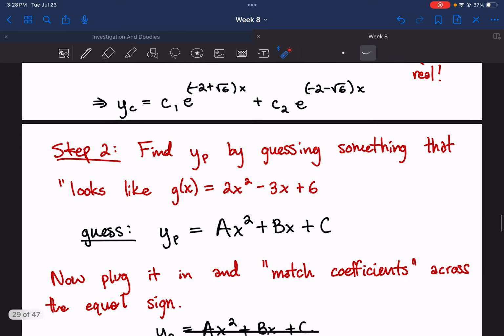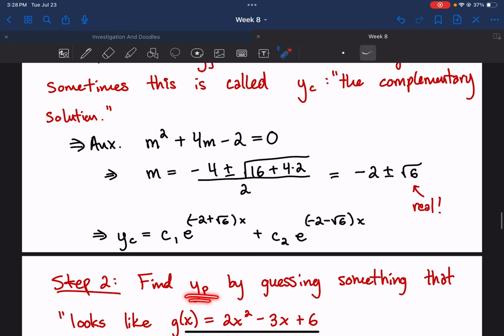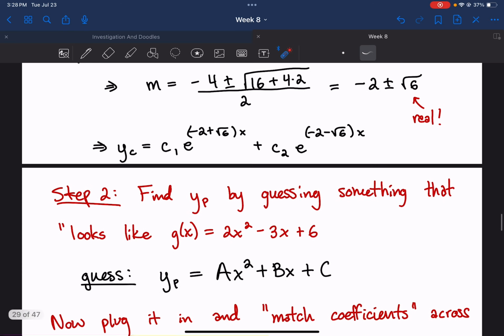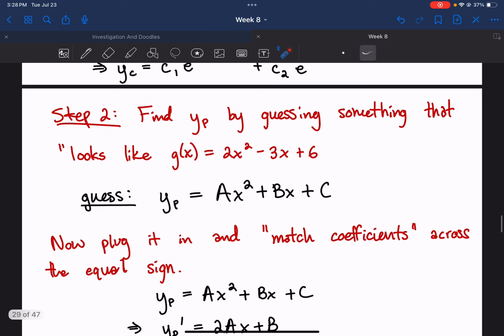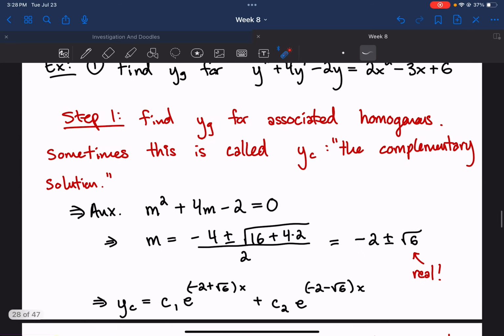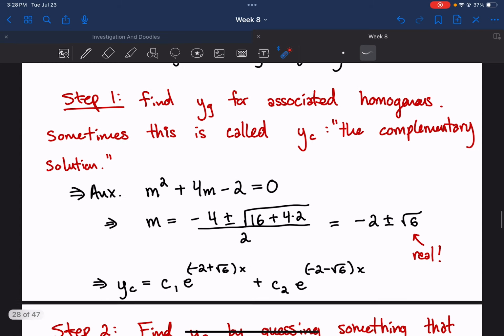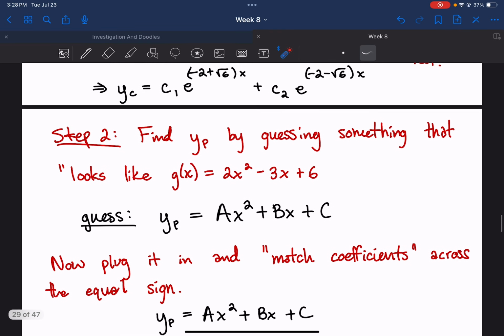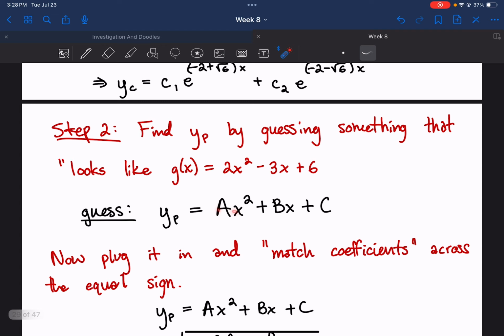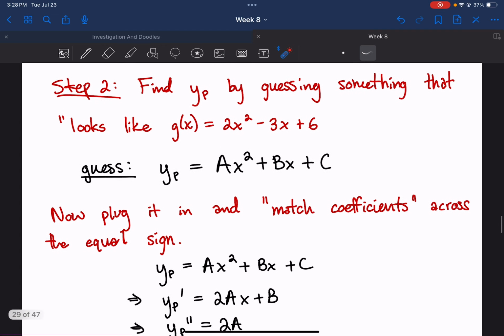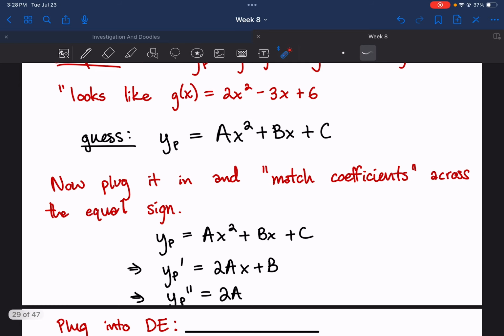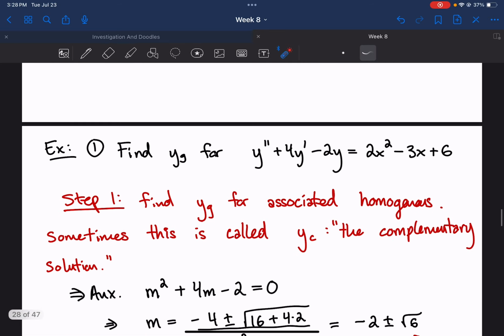Step 2 is you're going to find a particular solution by guessing something that looks like the g of x on the right-hand side. We want to pick a solution y that looks like g of x. That's kind of the idea here. So I'm going to guess that y p is something like ax squared plus bx plus c. Now just plug it in and match the coefficients across the equal sign. If you plug this y p into this differential equation, you'll be able to take derivatives of this y and plug it in over here.